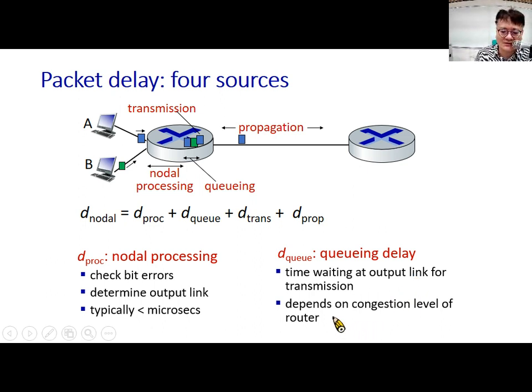The second is that it depends on the congestion level of the router, right? It makes sense. I talked about how it's very similar to traffic. When the output tunnel is very congested, with heavy traffic, then the queuing will be congested too. So it depends on the congestion level of the router.